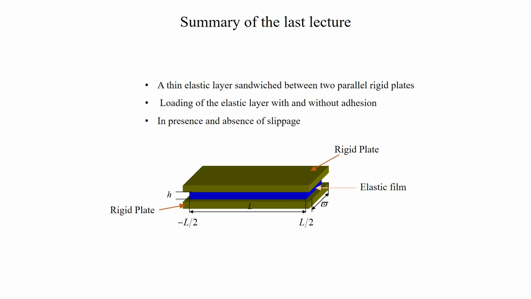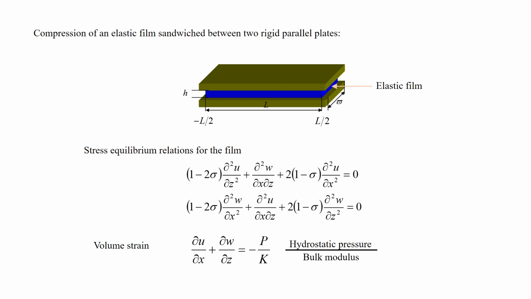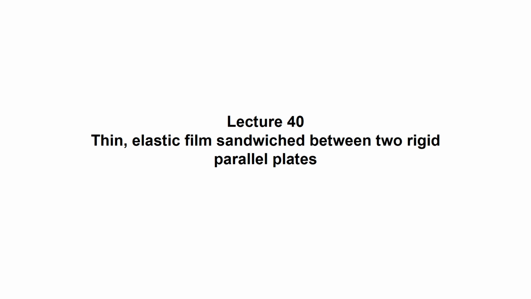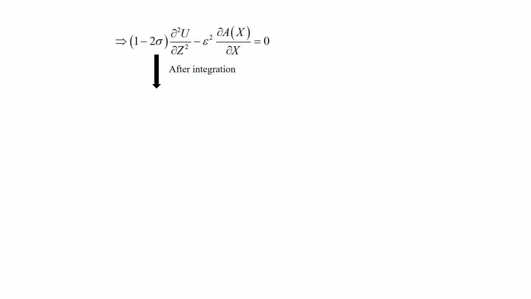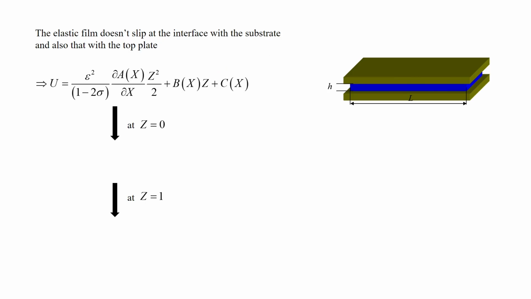that is sandwiched between two parallel plates, and we wrote the stress equilibrium relations in the last lecture, in terms of these deformations and gradients of deformations, and then we also discussed this volume strain. In fact, we also used dimensional analysis to identify the terms which are not so important, and we got rid of them, and finally we obtained this equation which we integrated, and we obtained this expression.